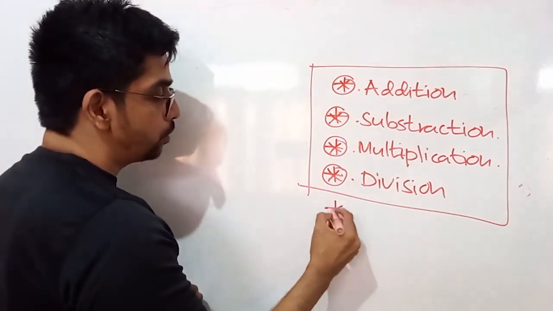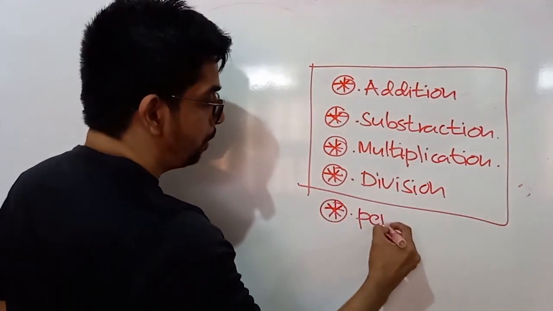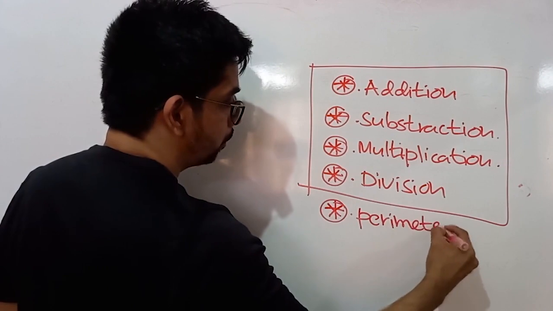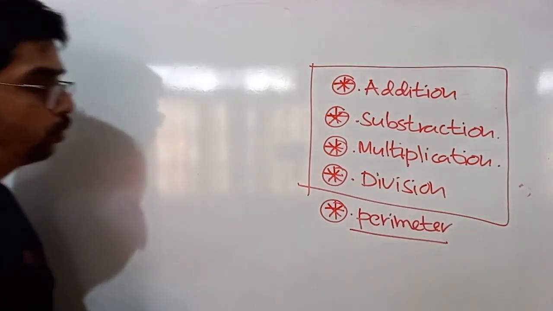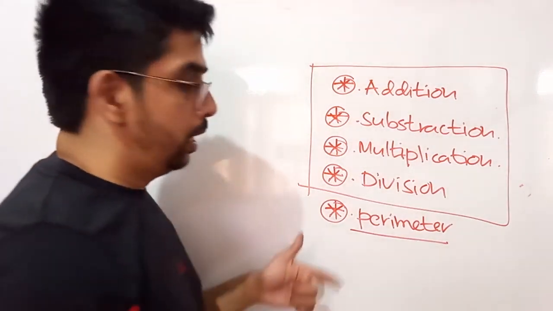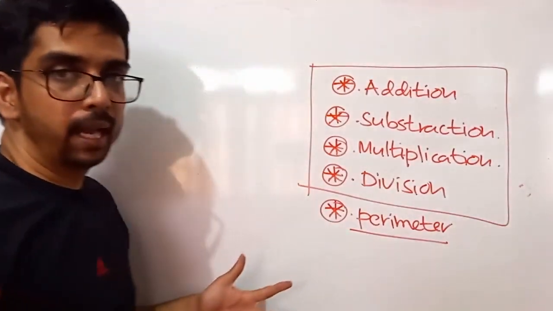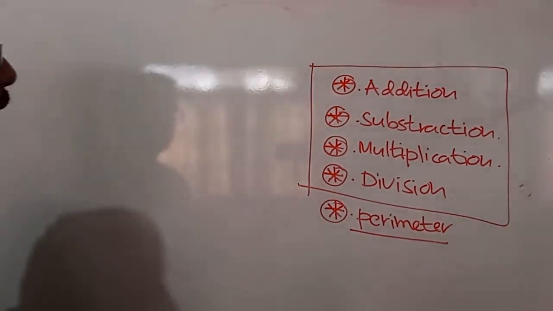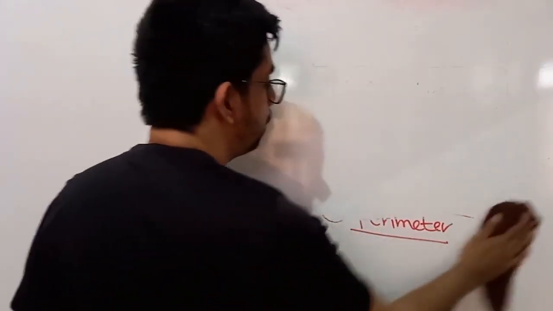But there's another small part which is what? Perimeter. Perimeter, and we need to know how to find the perimeter of a triangle and a square and a rectangle. Right? Okay, write down the subheading perimeter.